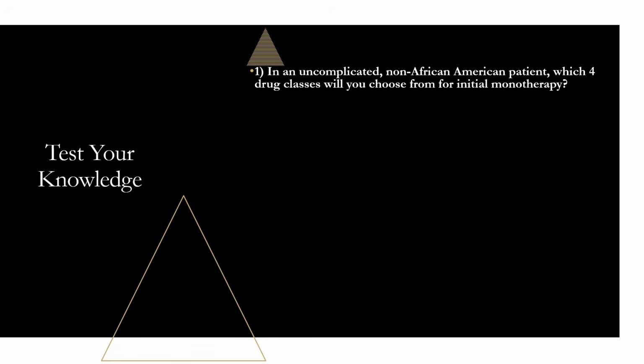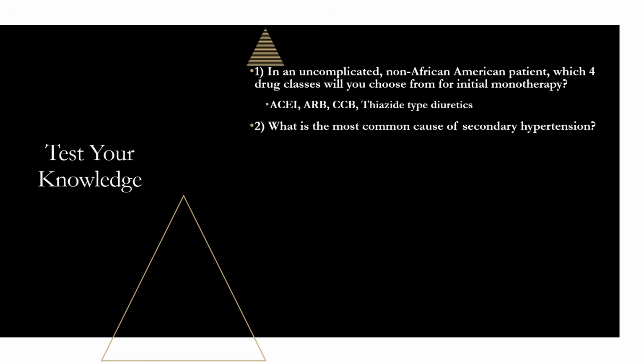So in an uncomplicated, non-African American patient, which are the 4 drug classes you will choose from for initial monotherapy? What are the 4 drug classes, non-complicated, they don't have diabetes, they don't have chronic kidney disease, and they're non-African American? What are the 4 classes? So ACEs, ARBs, calcium channel blockers, and thiazide type diuretics. Know that very well. What is the most common cause of secondary hypertension? Most common cause of secondary hypertension is going to be renal vascular cause, renal artery stenosis specifically. You should know that very well as well.